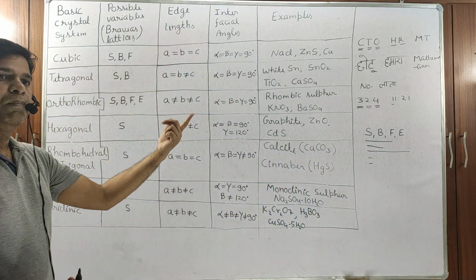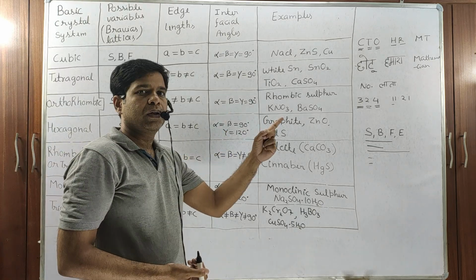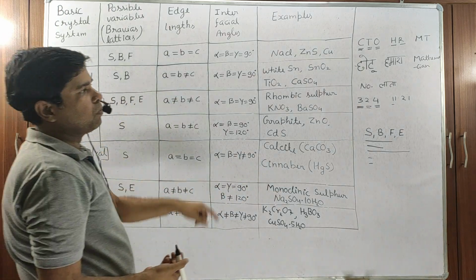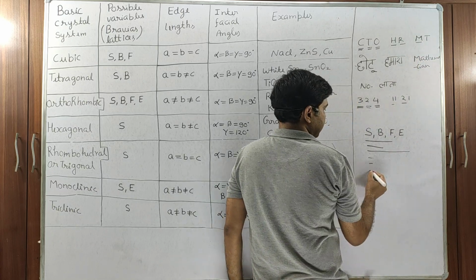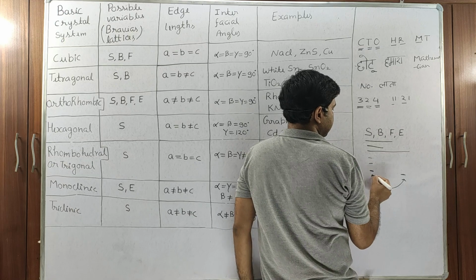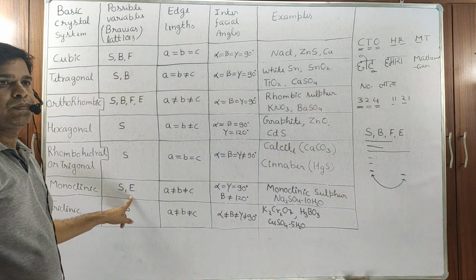Then the mathematician, MT. M stands for the monoclinic, and the number corresponding to the M is 2. So remember, it is the first and last: simple and end centered. 2 unit cells are there. Those are first and last.